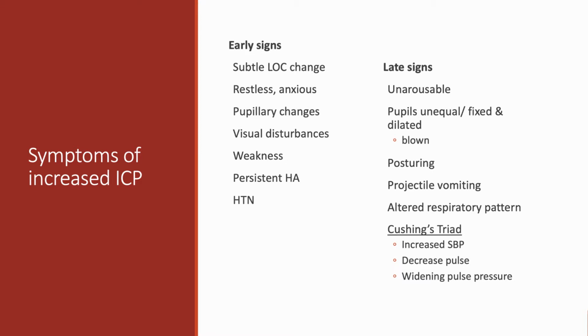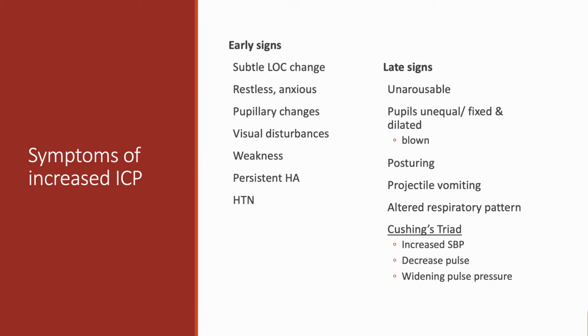What are the symptoms of ICP? Well, the early symptoms are restlessness, anxiousness. Patients may have visual disturbances, persistent headache. As the symptoms progress, then we get to a change in consciousness. They may be unarousable. Their pupils may change. There may be posturing. Projectile vomiting is also common.